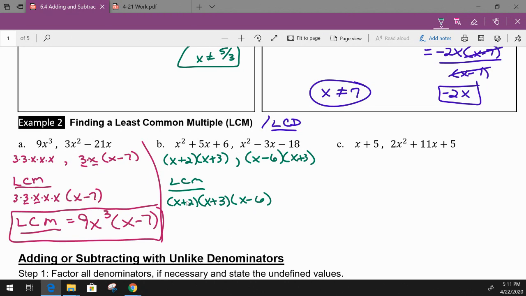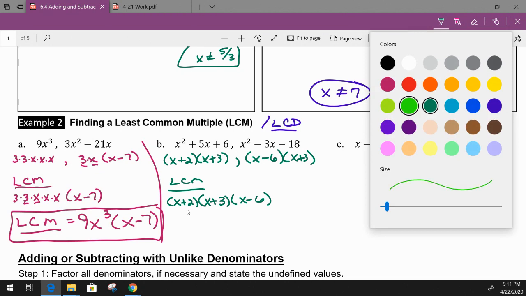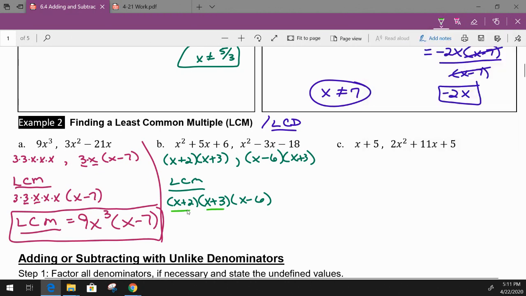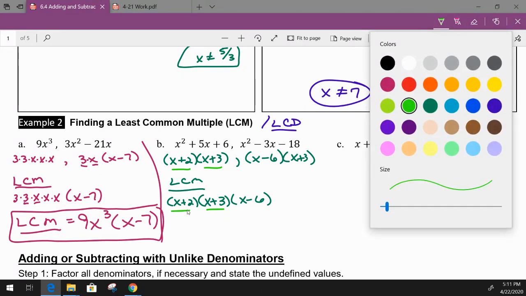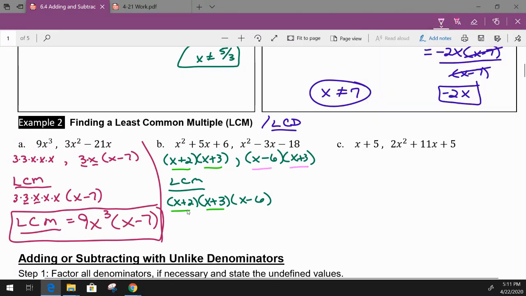So now if you look at your least common multiple, it has both factors of the first trinomial, but it also has both factors of the second trinomial. And you do not want to multiply this back together. You want to leave your denominators in factored form. So this is your least common multiple.